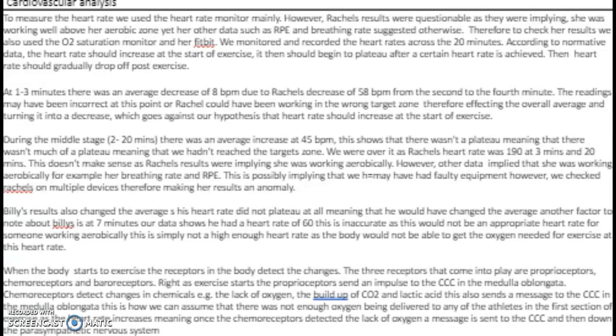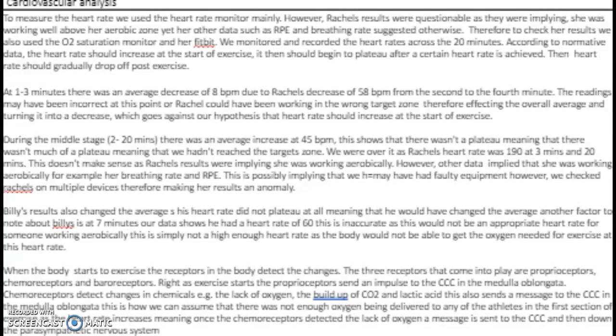When the body starts to exercise, the receptors detect the change. The three receptors that come into play are the proprioceptors, chemoreceptors, and baroreceptors. Right as exercise starts, the proprioceptors send an impulse to the CCC in the medulla oblongata. Chemoreceptors detect changing chemicals, e.g. the lack of oxygen, build-up of CO2 and lactic acid. This also sends a message to the CCC in the medulla oblongata.